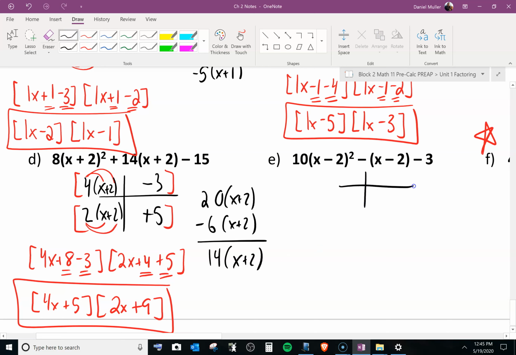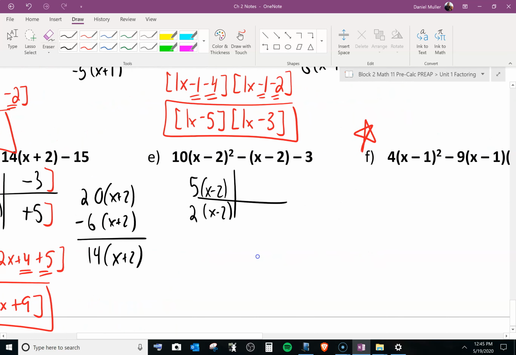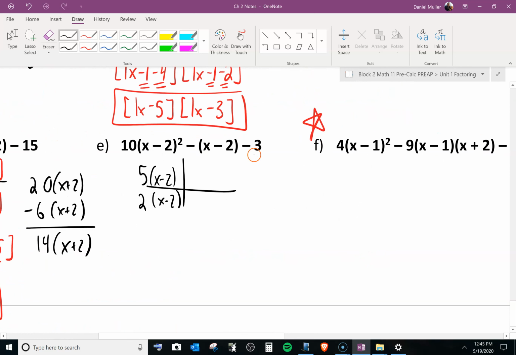Okay, next one here. Give myself a little more room. So 10, I don't know if it's 10 and 1 or 2 and 5. I'm going to do 2 and 5 here. And this needs to be an x minus 2 and an x minus 2 to get the x minus 2 squared. And this is 3. Okay, so if I make this 3 and 1, that's going to be 15 and 2, and I can't get anything there. So I'm going to make this a 3 and a 1. And I need to make it a negative 3. So I'm going to make that one negative.